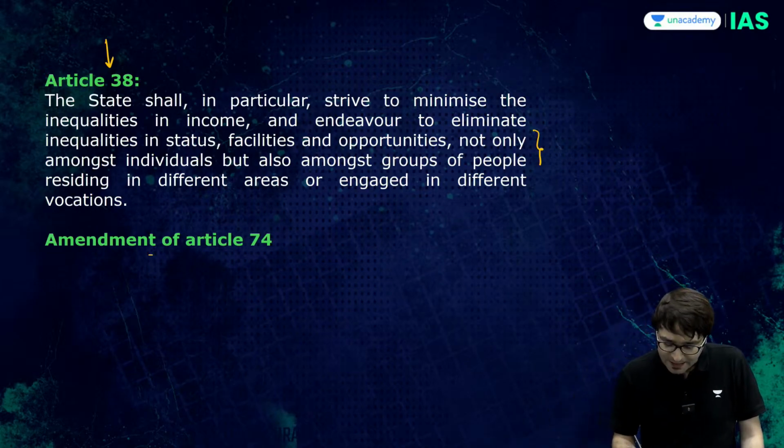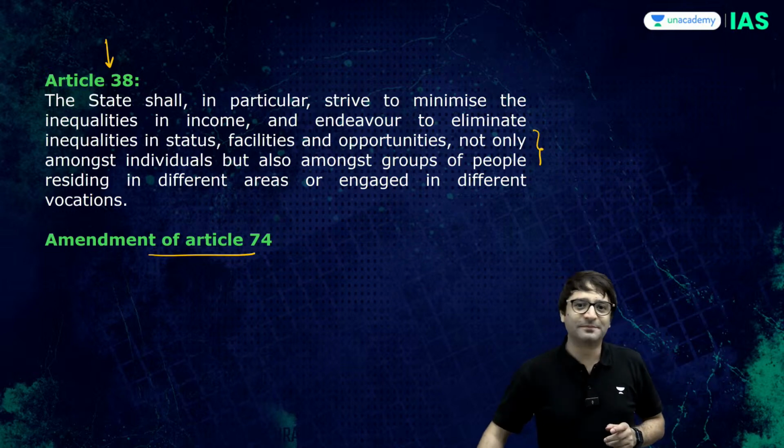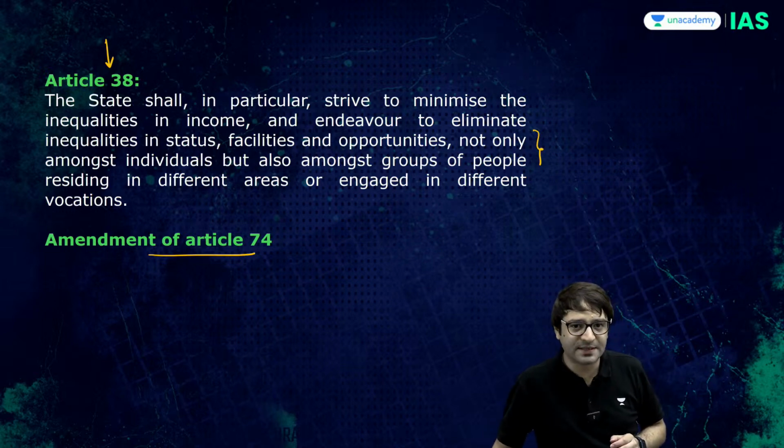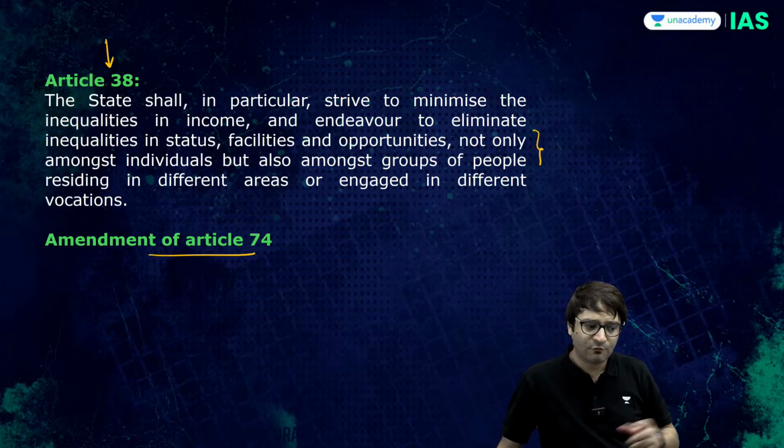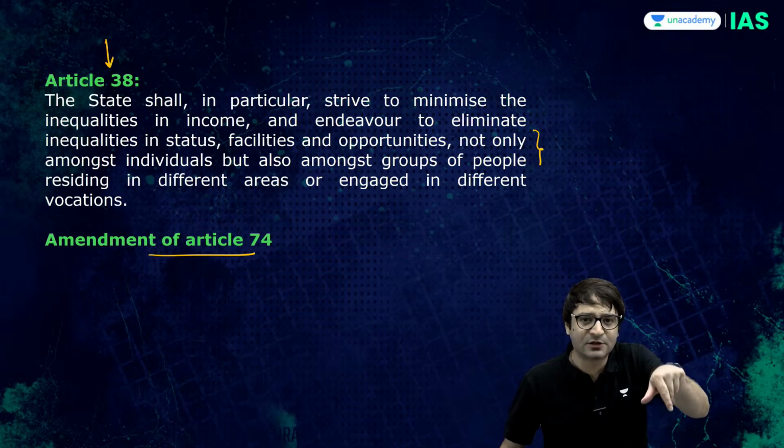Not just that, Article 74 got amended again. What was Article 74? There shall be a Council of Ministers with the Prime Minister at the head to aid and advise the President. Full stop. The 42nd Amendment says, who shall act on that advice?